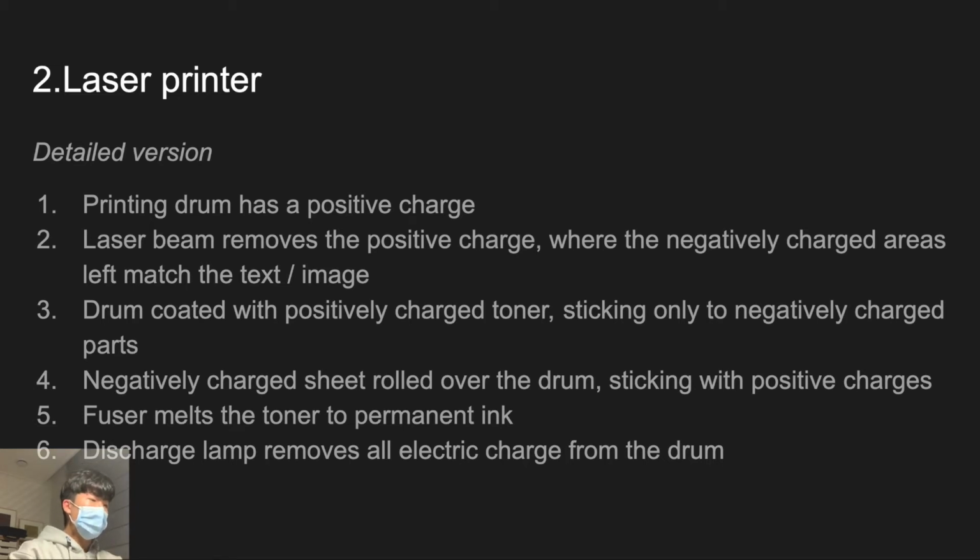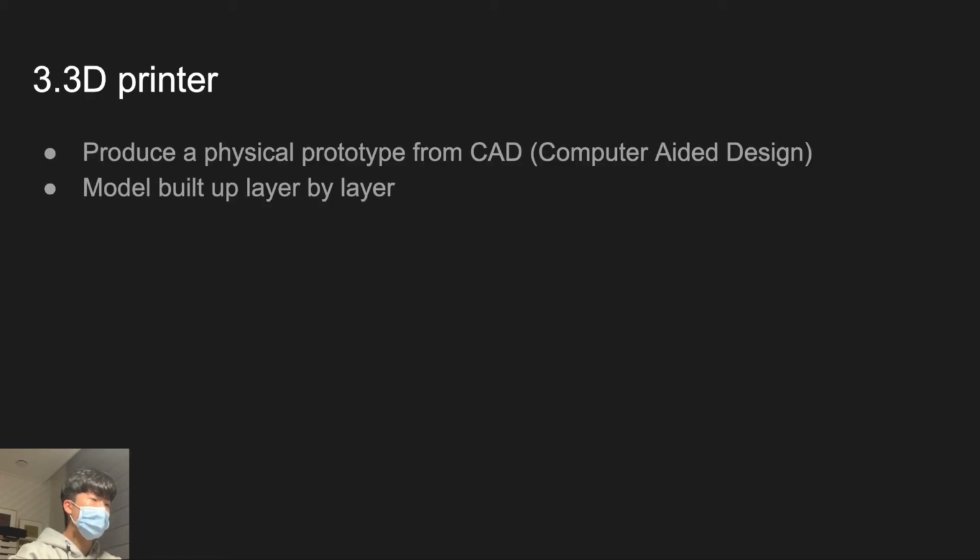So thirdly, I will outline how a 3D printer works. For a 3D printer, you just have to know that it produces a physical prototype from CAD, which is computer-aided design, and it builds that prototype by building up layers on layers where the nozzle head constantly moves.